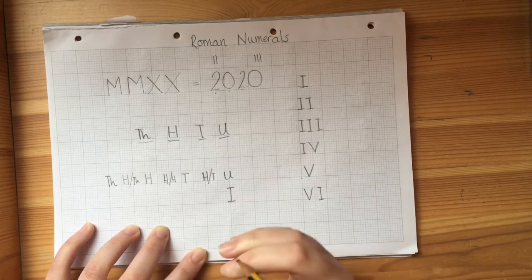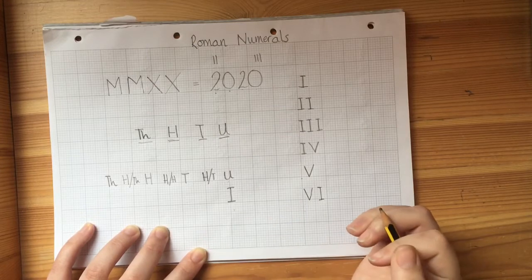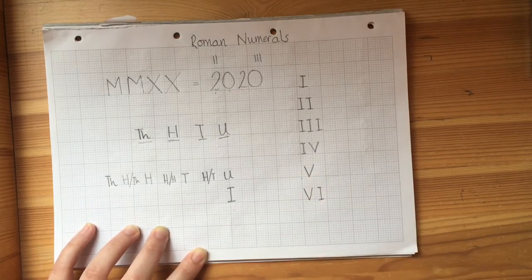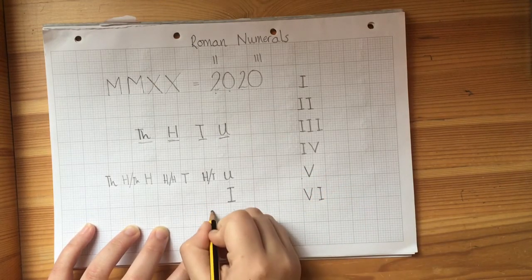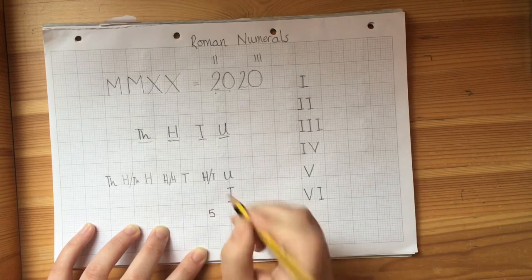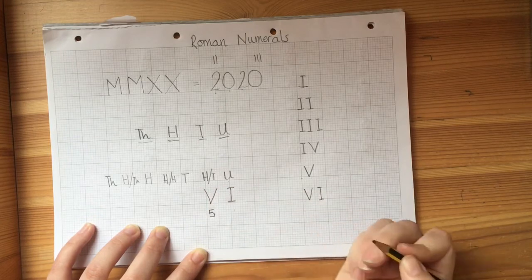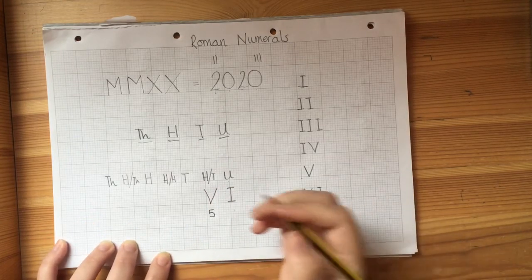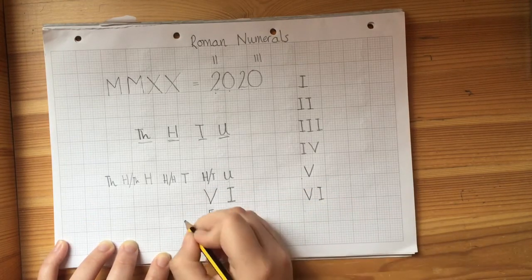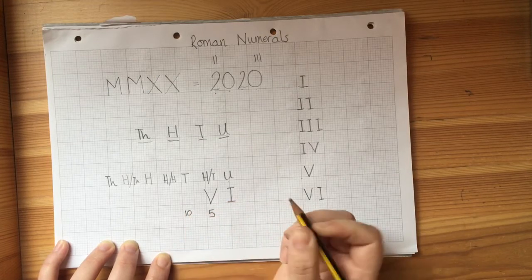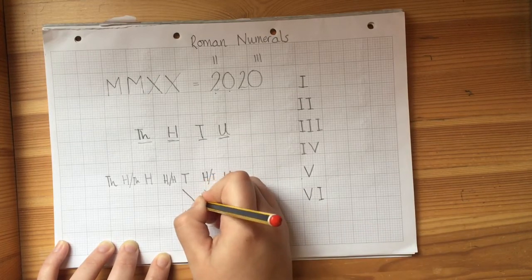Their half tens, so if you know what half of 10 is, cut 10 in half, you'll know that it's 5. So I'll write the little 5 down here so you know. So they write the number 5 as V. Their tens, so we all know that's the number 10. Their tens, they write as an X.